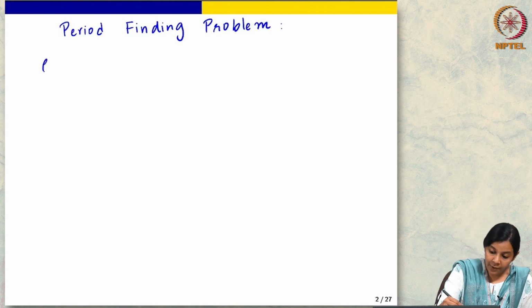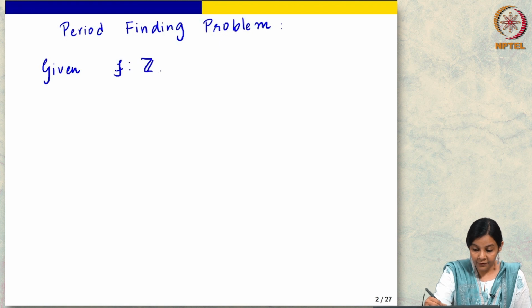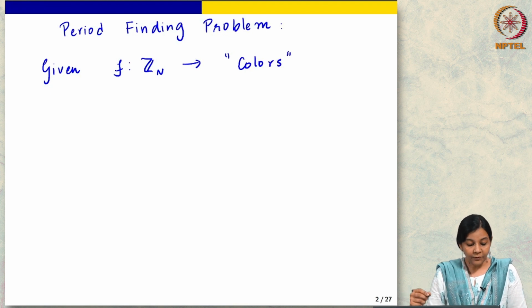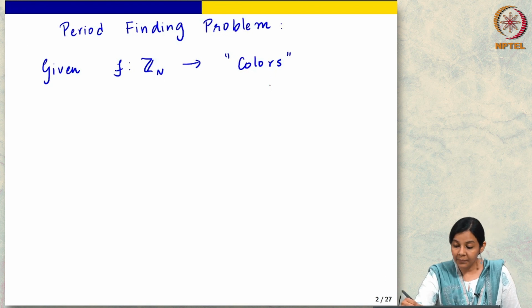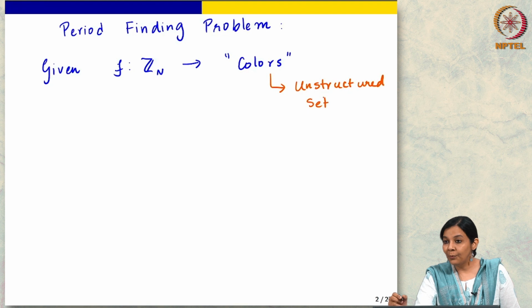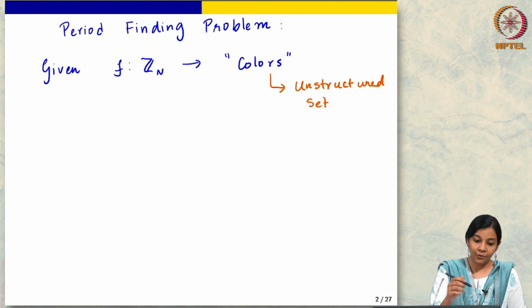Here what you have is a periodic function. Let us say that this function goes from Zn to some set of colors. What do these colors indicate? It just means that this is an unstructured set. We will not particularly care about red, blue, green and other colors. It just indicates that there is no algebraic structure that we can make use of over here.